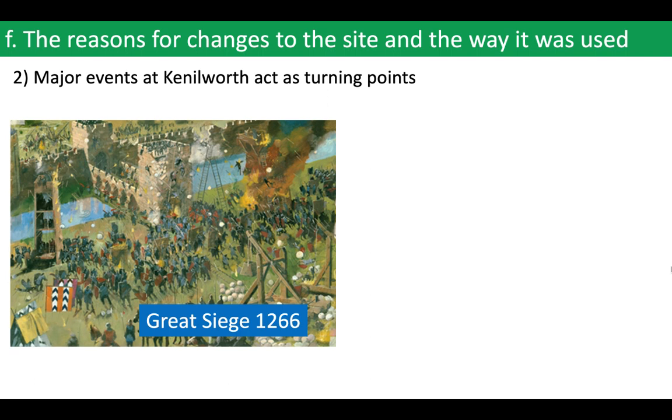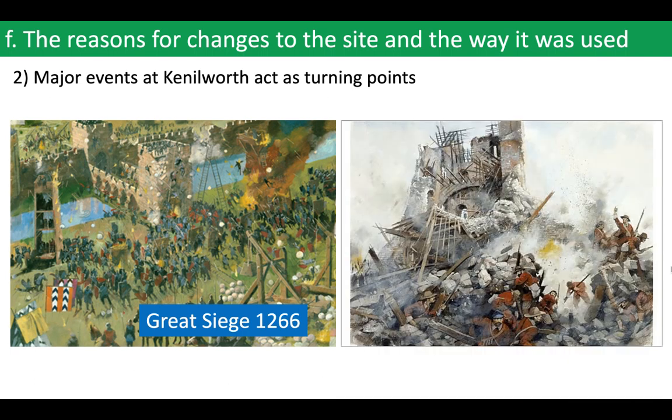So that's directly related to this kind of big event that takes place and causes a kind of chain reaction of events. Much later on, a second major turning point is, of course, the slighting of the castle in 1649. And very clearly, this big event is going to lead to a big change in the site. It's going to lead to the site being unlivable, and therefore it's going to fall into ruins.